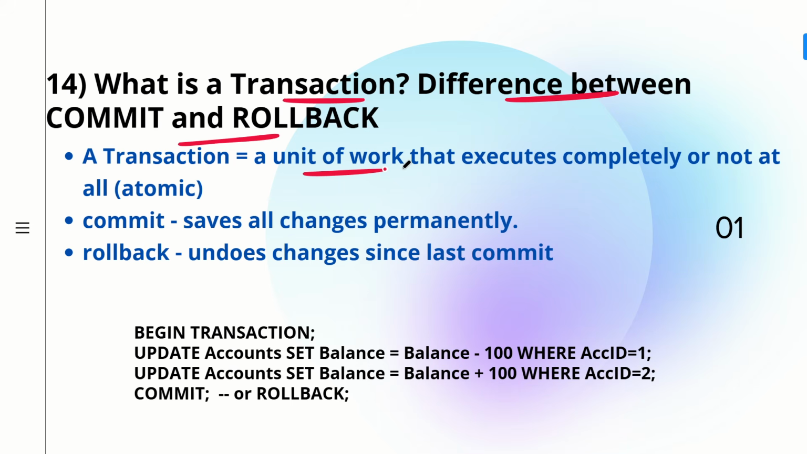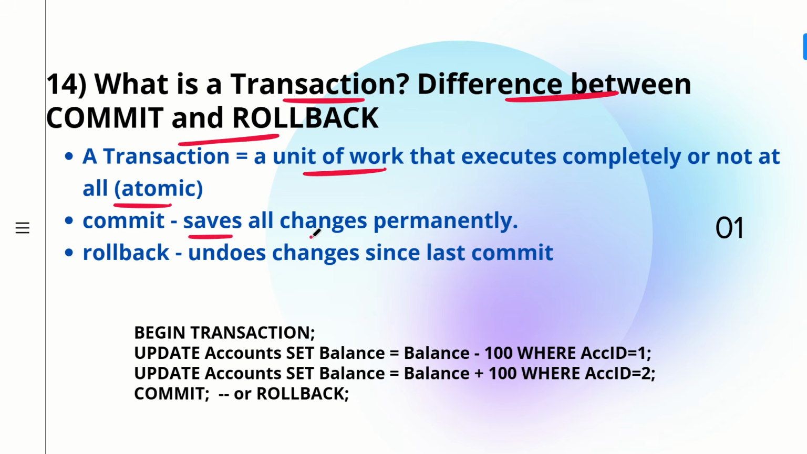So a transaction is a unit of work that executes completely or not at all, which is atomic behavior. If you have any unit of work, it is either going to get executed completely or not. For example, if you're transferring your money to your friend, either your money is going to get sent or it will fail. There is no intermediate mode between success and failure, so you will have clarity on whether it was successful or it failed. So that is called a transaction.